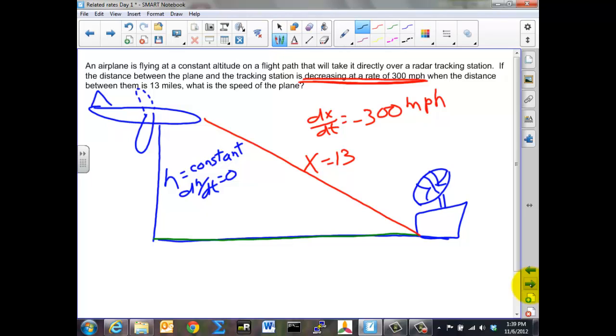So let's see. The plane is moving this direction, right? Can we just use this green line down here to represent the plane moving? It's the same thing, I've just moved it down here. Let's call this y down here. So we're asked to find what dy/dt is. What is the speed of the plane? That's what we're asked to find. Is everybody comfortable with that so far?